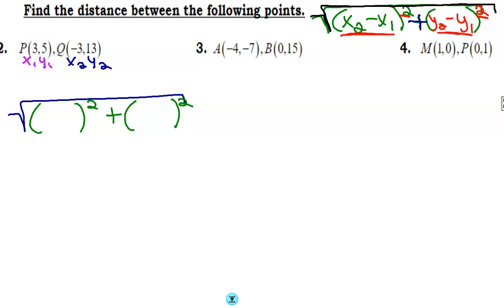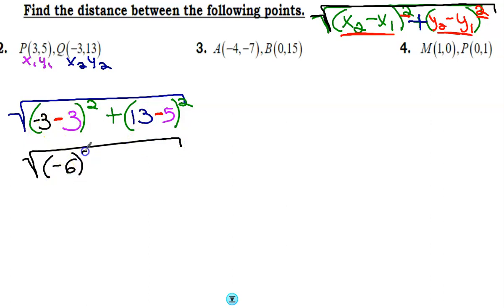So let's write down x2, which is -3, minus, and what is x1? That is +3. Again, for the y values, y2 is 13, and I'm going to subtract that from 5, which is y1. So we wrote down the problems on here. We wrote down the numbers, and now let's solve it. So -3 minus 3 is -6 squared, plus 13 minus 5 is 8 squared.